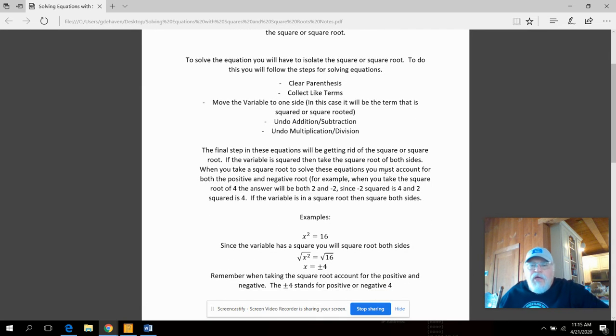Okay. Now, I don't believe we talked about this, but this is important when you're solving equations: when you take a square root to solve the equation, you have to account for the positive and the negative. For example, if you're taking the square root of 4, your answer is going to be positive 2 and negative 2, since negative 2 squared is 4 and positive 2 squared is 4. So if your variable's in a square root, then you just square both sides. That one you don't have to worry about the positive and the negative.